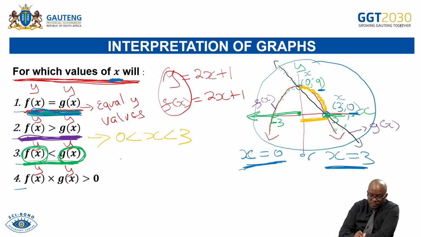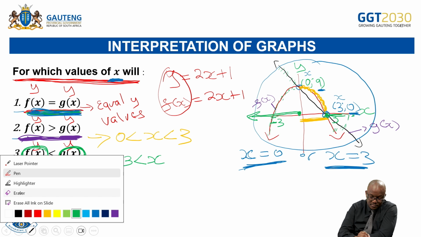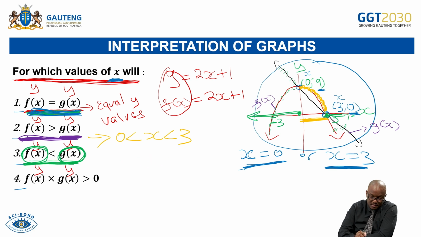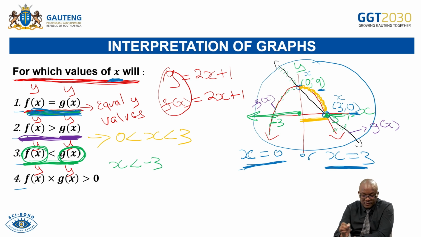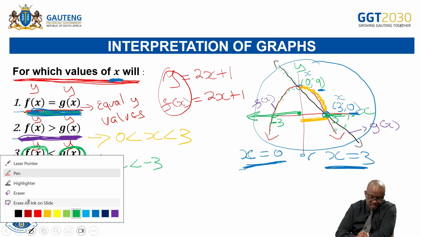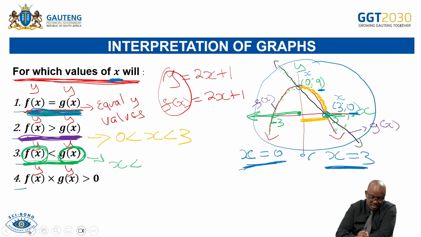So now, it means you are going to say, let's put it properly, we're saying x is less than 0. Sorry, not -3. It's 0, because we're saying they start at 0. x is less than 0.